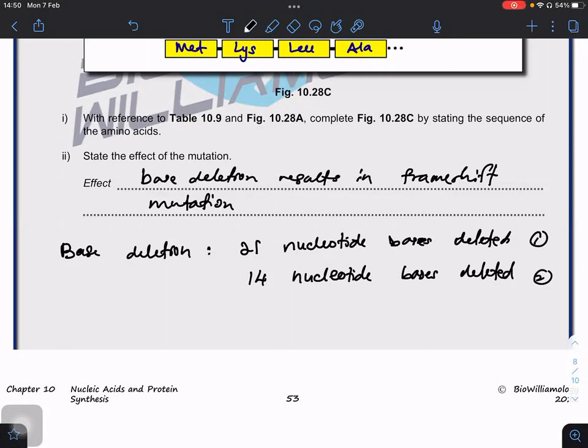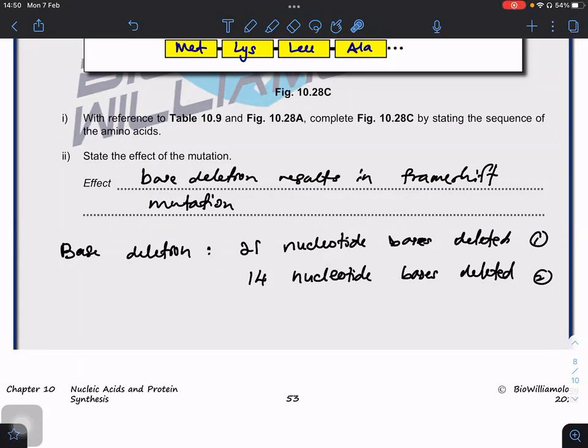Is 21 deleted more severe or 14 more severe? Any suggestions here or any idea? 14 is more severe, right? Why? 14, because it's not a multiple of 3. When it's not a multiple of 3, it means that you can cause a frame shift. If 14 nucleotide bases are deleted, it will confirm cause a frame shift because it is not a multiple of 3.